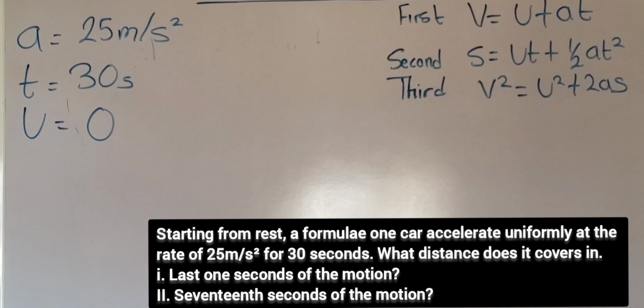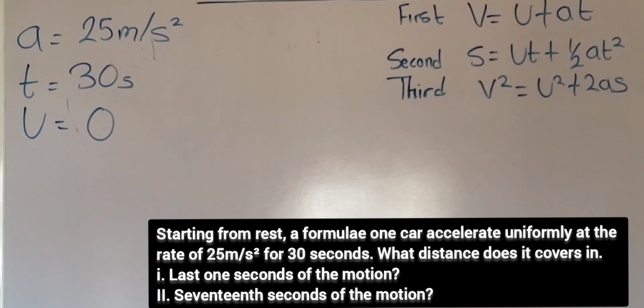The last 1 second means the difference between the distance that it will cover in 30 seconds and the distance that it will cover in 29 seconds. Hello, pay attention. It's very, very simple, okay? The last 1 second signifies the difference in the distance that the car covers in 30 seconds and 29 seconds. That will be the distance. Of course, 30 seconds minus 29 seconds is what? 1 second. That is the second that we are going to calculate.